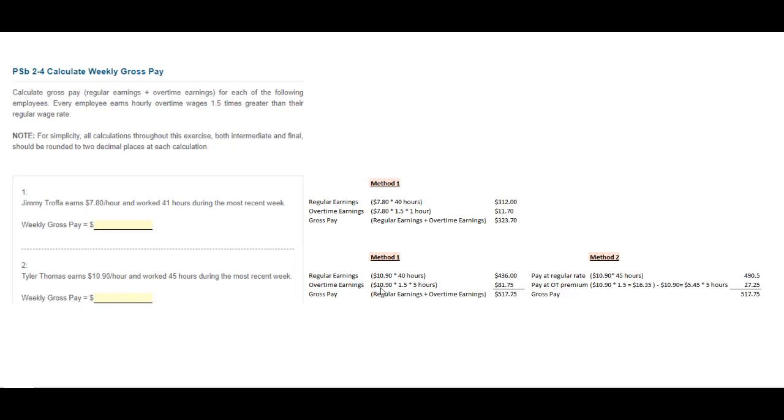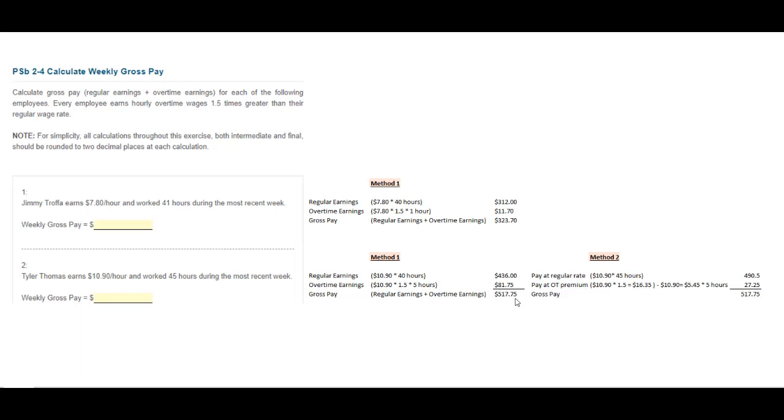Next, the overtime earnings. What is that? That's the $10.90 per hour earned plus the premium, which you take times and a half, and then 5 hours of overtime. So that comes out to $81.75. Combine these two, regular earnings and overtime earnings, you have total gross pay earnings of $517.75.